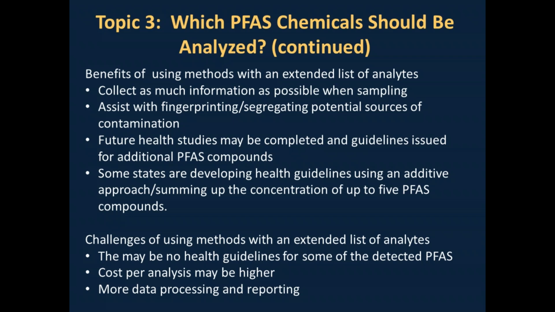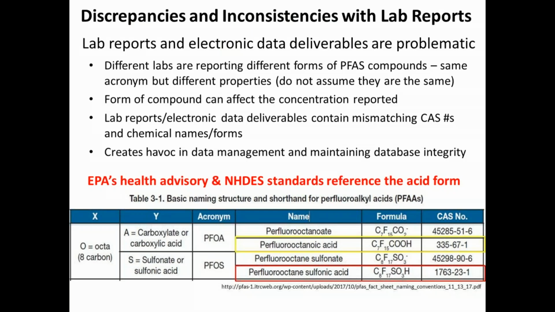Also, the science continues to emerge on health studies, and you may need this information later as new toxicity information is developed. And then lastly, some states are developing health guidelines using an additive approach, summing up a longer list of compounds, such as 5 PFAS analytes, so having this information could be important. The downsides of having a long list of analytes is that it might cost a little more, you might detect something that you don't have health guidance for, and of course, it would be more processing of the data.